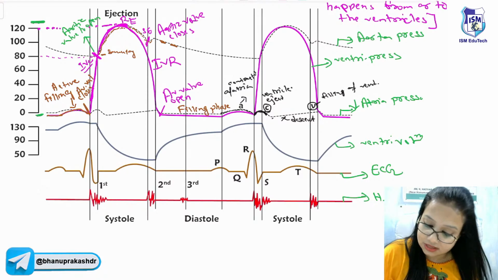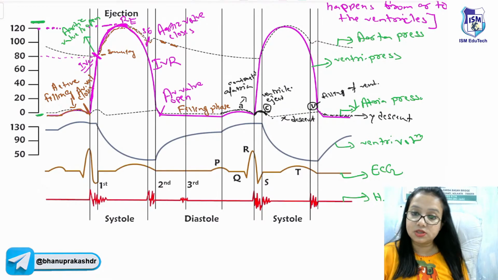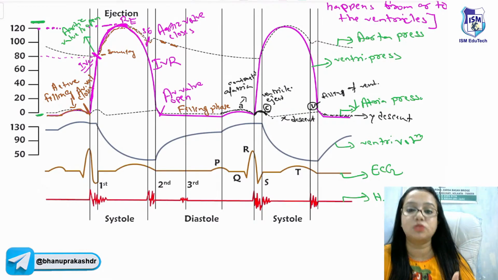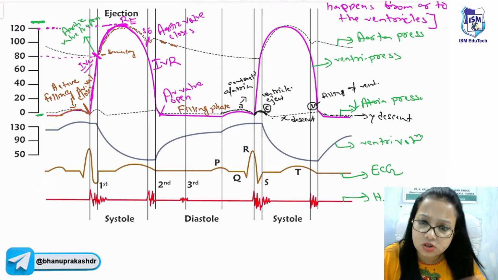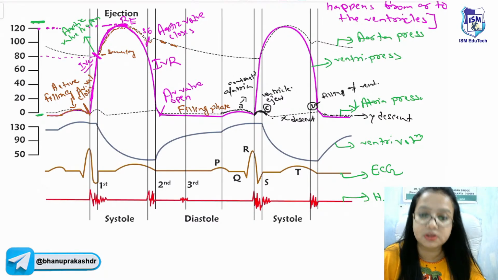Now, this is again followed by a slight decrease, which is the Y descent. Y descent is because the blood from the atria has come to the ventricle. After filling, the atria is now almost empty. Never totally empty, but almost empty. So, this is why we see this Y descent.